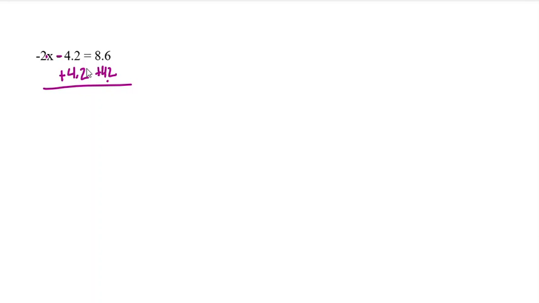And 4.2, or negative 4.2 plus 4.2 is 0. 0 plus negative 2x is negative 2x. And then 8.6 plus 4.2, let's see, 6 plus 2 is 8. Bring down the decimal point, 8 plus 4 is 12. So negative 2x equals 12.8. What's being done to x? It's being multiplied by negative 2, so we're going to divide by negative 2.